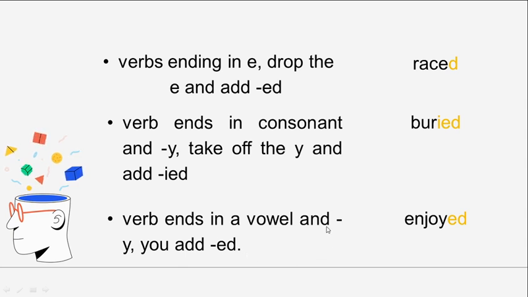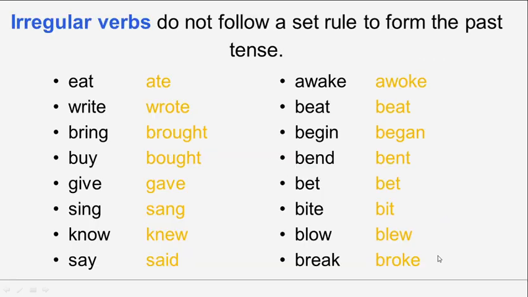Again, if the verb ends with the letter Y and is preceded by a vowel letter, you just need to add ED. For example, enjoy, enjoyed. The verb enjoy ends with the letter Y and is preceded by a vowel letter, which is the letter O. So in that case, you just need to add ED to make it past tense. Do you get it? Good job!